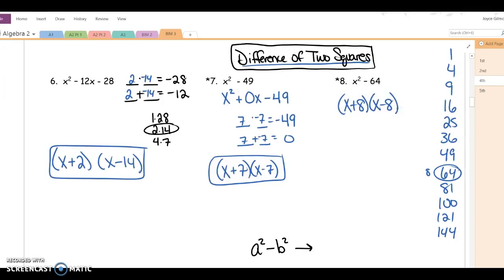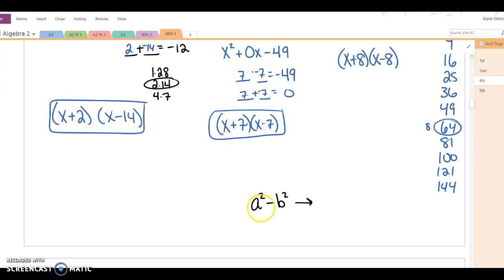If you can recognize that x squared is a perfect square, 64 is a perfect square, you can quickly get your factored form without doing a lot of work. The trick is if you've got a perfect square, like a squared, minus a perfect square like b squared, the factored form is a plus b, a minus b.